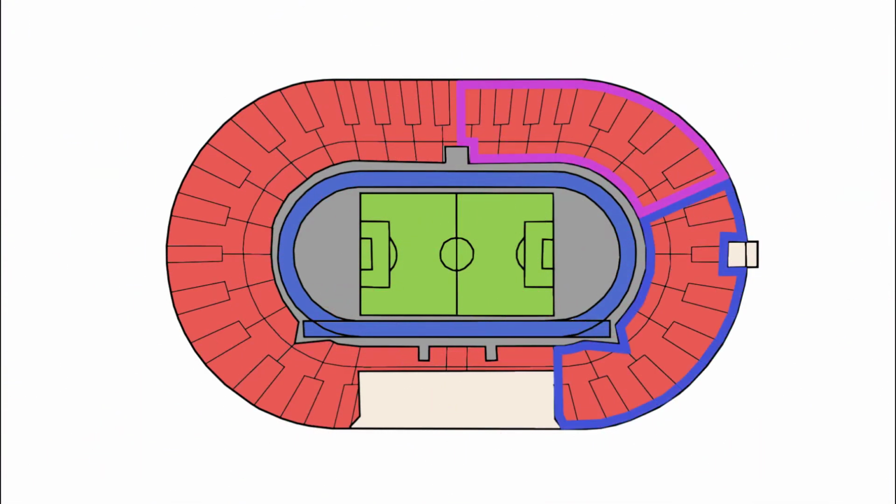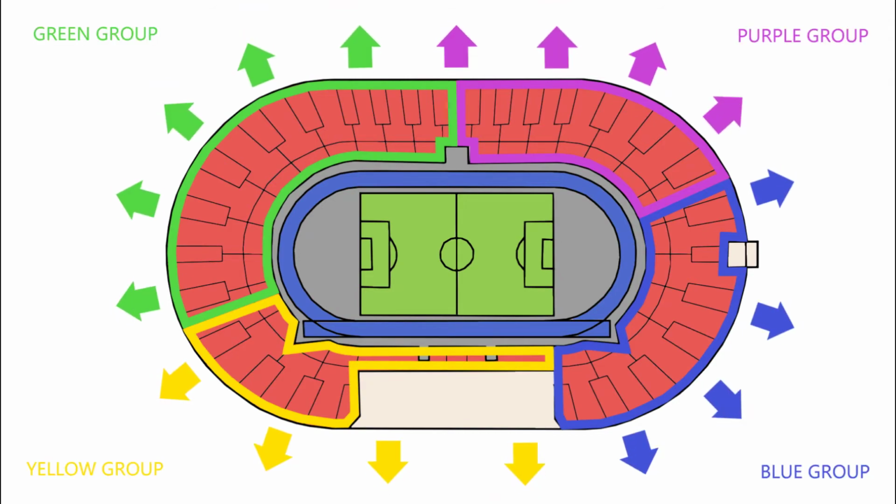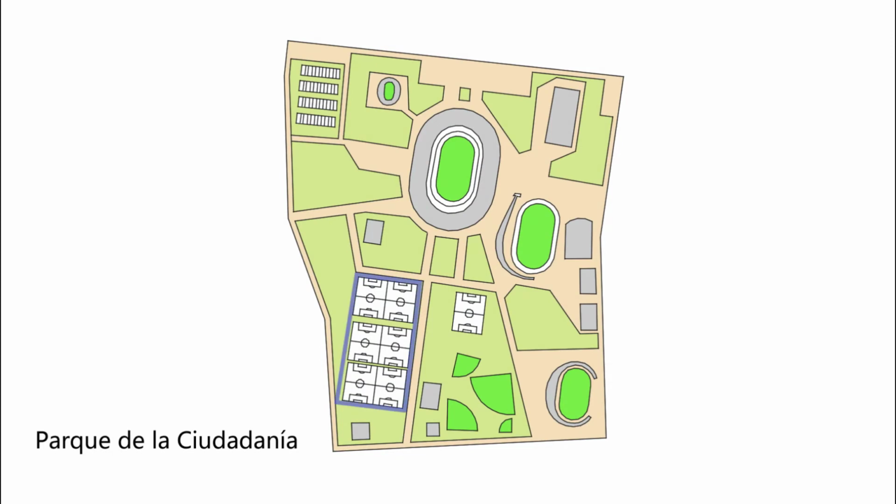The stadium is split into 4 sections, each with their designated exits and safe zones to ensure even distribution and avoid congestion. Barriers should also be set up between each section.